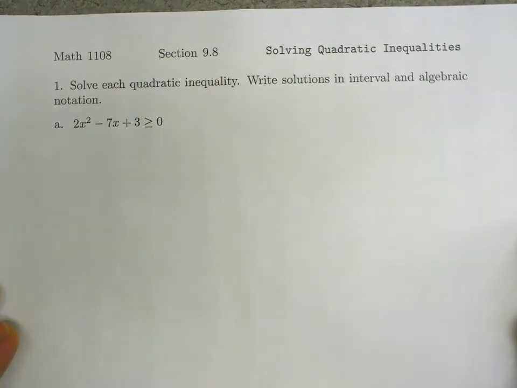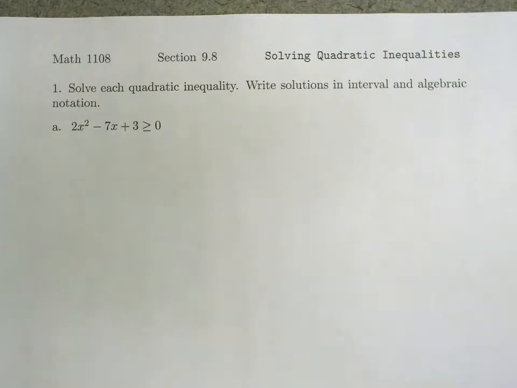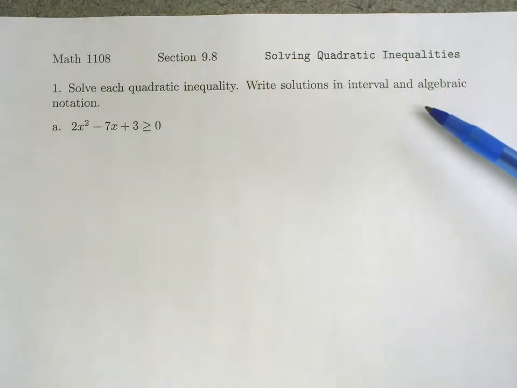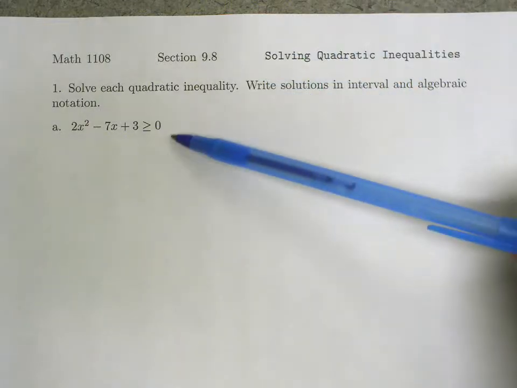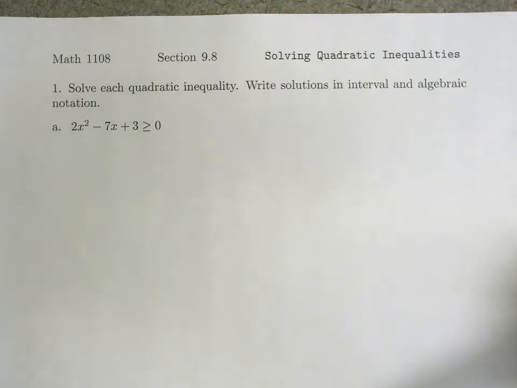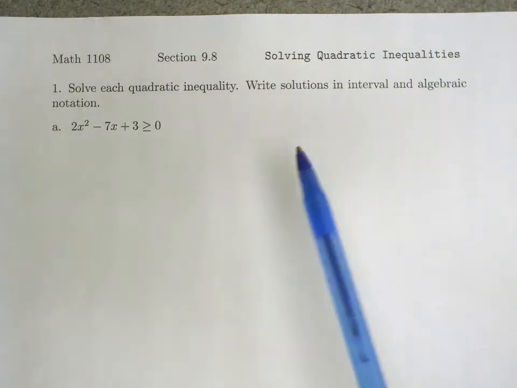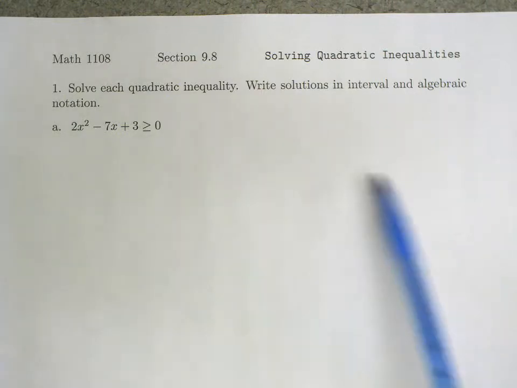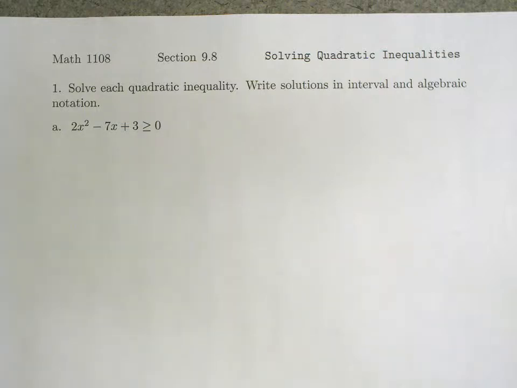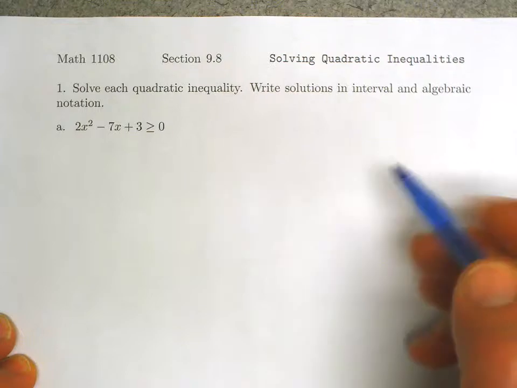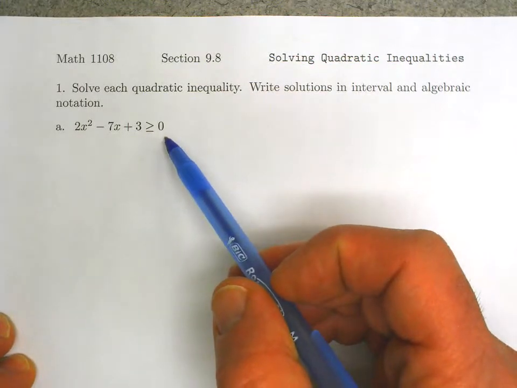Okay, solve each quadratic inequality, write solutions in interval and algebraic notation. To solve a quadratic inequality, we want to find endpoints of the intervals. The endpoints divide the entire number line into separate intervals. So the endpoints are the solutions to the quadratic equation that's in standard form.